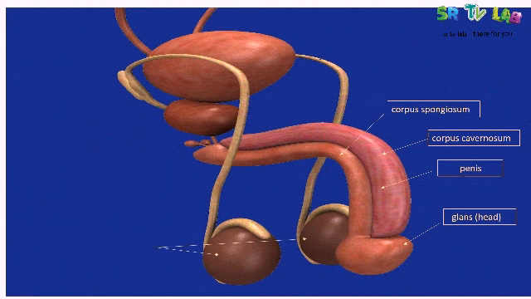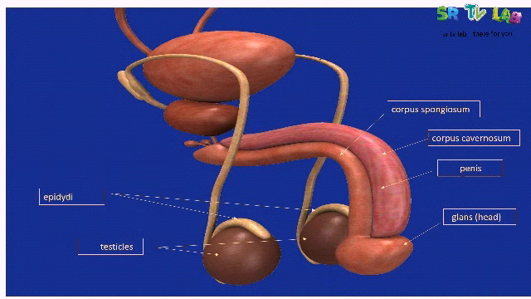Down here we see two ball-like parts. These are called testicles. You know, a human being has a pair of testicles. Good. These testicles are the ones that are responsible for production of what? Of the sperm and the testosterone.